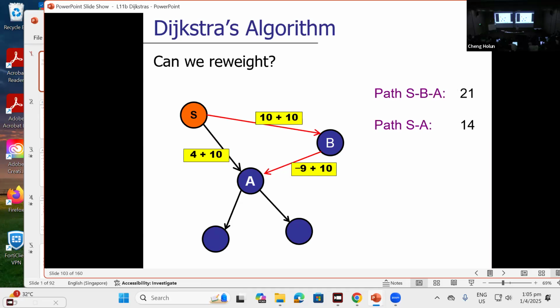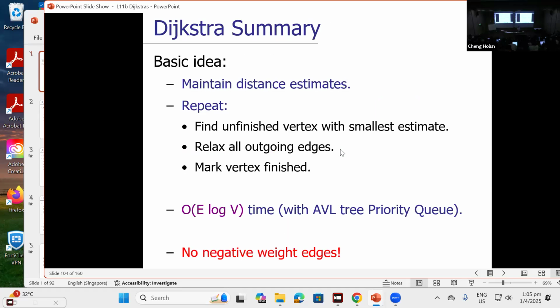Dijkstra is a lot faster than Bellman-Ford, but it cannot handle negative weight. Okay, too bad. So pros and cons, depending on the problem. If your graph has no negative edge, definitely you use Dijkstra. But if your graph has some negative edge, sorry, you cannot use Dijkstra.